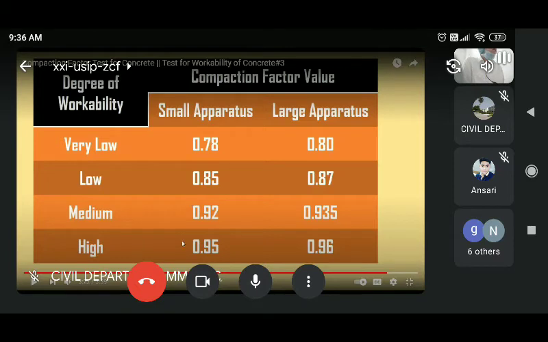So as the mix becomes leaner, the compaction factor will be on the higher side. If harsh concrete is there, then the degree of workability is very low and the compaction factor value will be on the lower side.